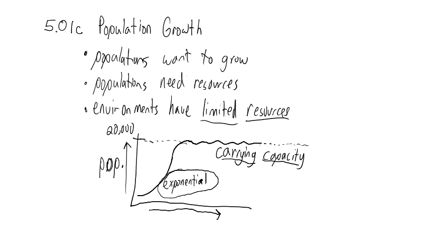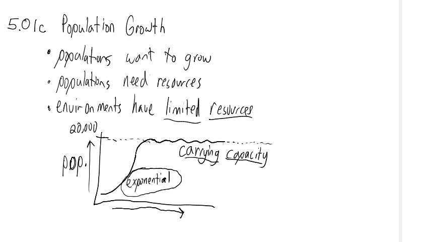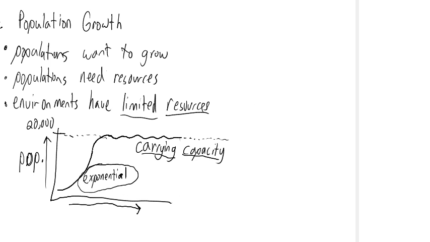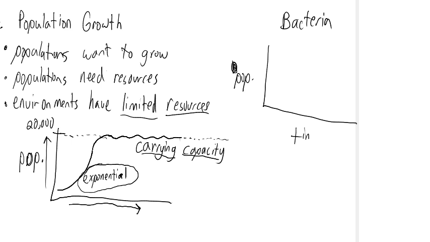What you'll see sometimes, if I shift this over, on the EOC, they'll look at populations of bacteria. Now bacteria, population on this side, pop, and time again on this axis. And populations of bacteria over time tend to do this. Because bacteria are so small, their growth is exponential over periods of time, usually.